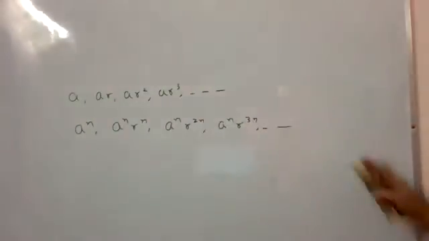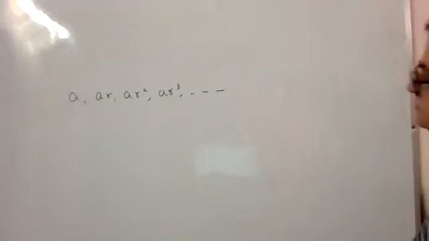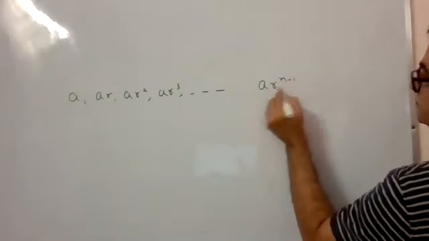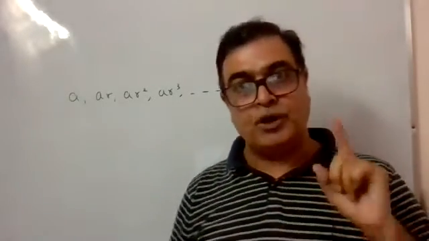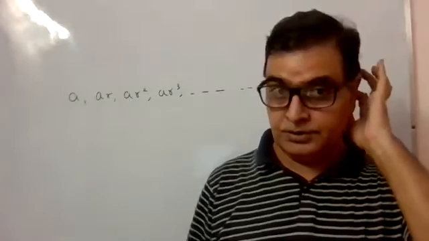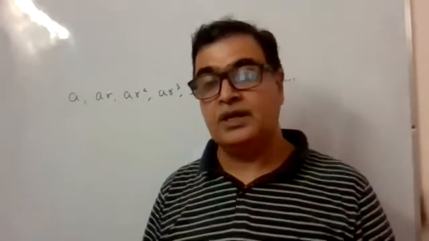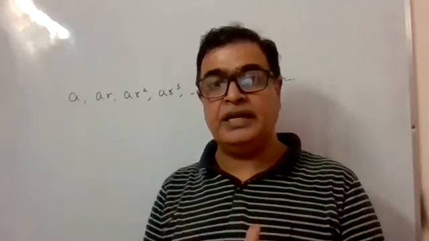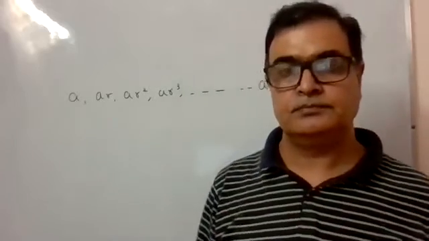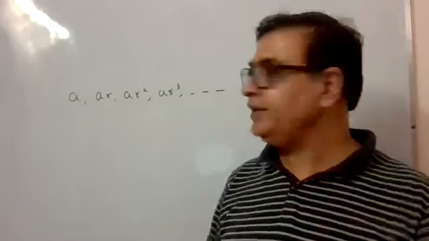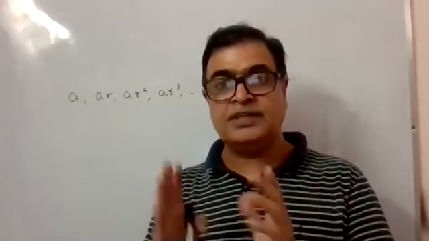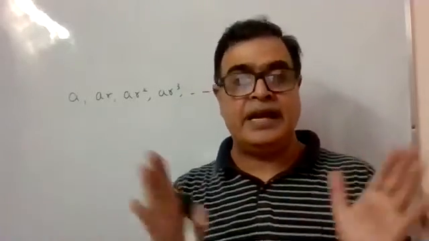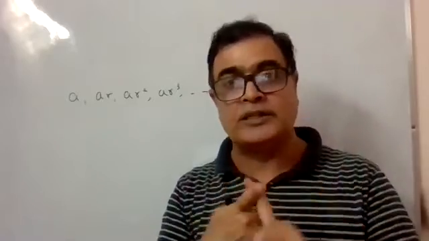Next property, please. In a finite GP, the product of the terms equidistant from beginning and end. I repeat it. In a finite GP, the product of the terms equidistant from beginning and end always remains constant.